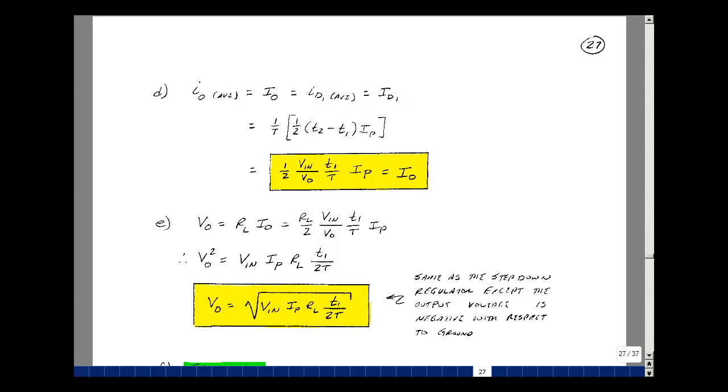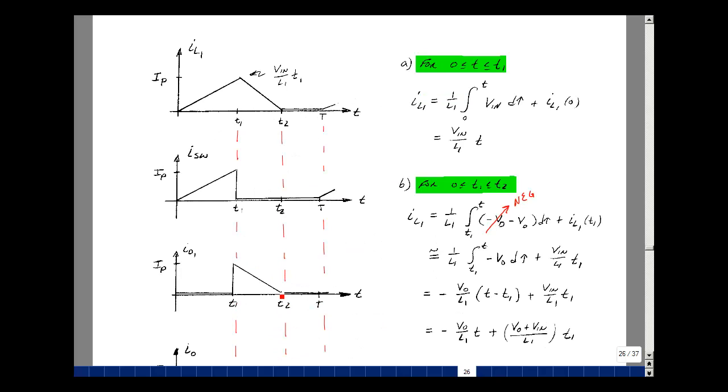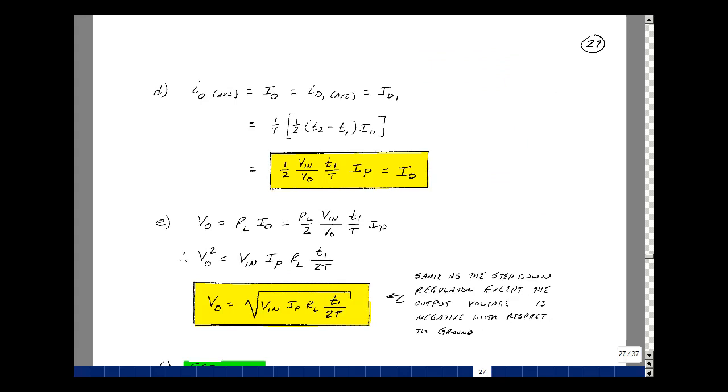Let's go back to page 26. So we're looking at the area under the curve. It's going to be 1/2 the base times the height for the non-zero part here. So T2 minus T1, and then the height of I sub P. Use that to calculate the average value. So here's my 1/2 the base times the height, and then divide by the period. Bring out the 1/2. Now T2 minus T1 we found on the previous page to be V in over V0 times T1, and divide by T, and multiply by I sub P. So that's my value of I0.